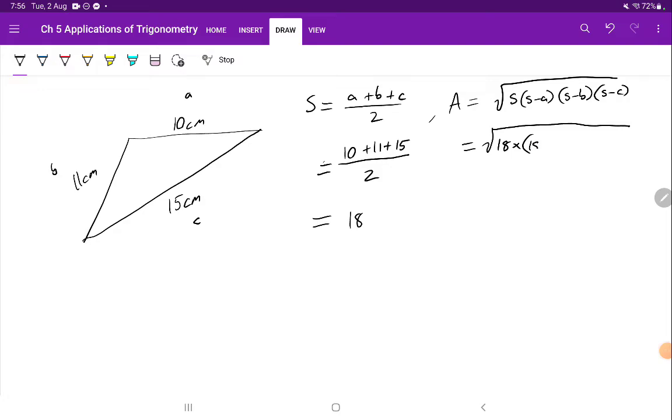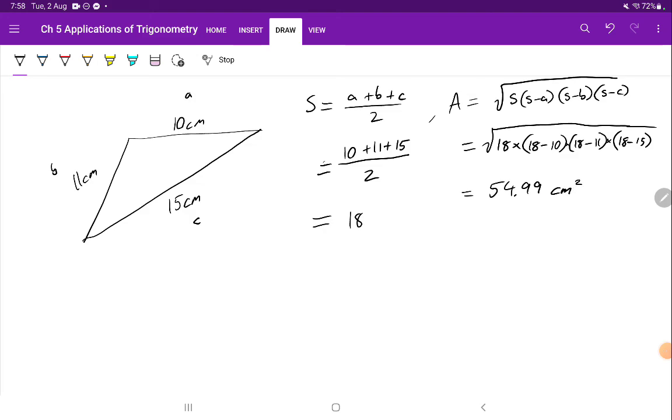18 minus A, which is 10. 18 minus B, which is 11. These all have little times next to each other, times 18 minus 15. And now I can just go through and type that into a calculator. And we get 54.9909... and I'm going to round that to 2 decimal places, which is 54.99. And the units were centimeters, so my answer is in square centimeters.